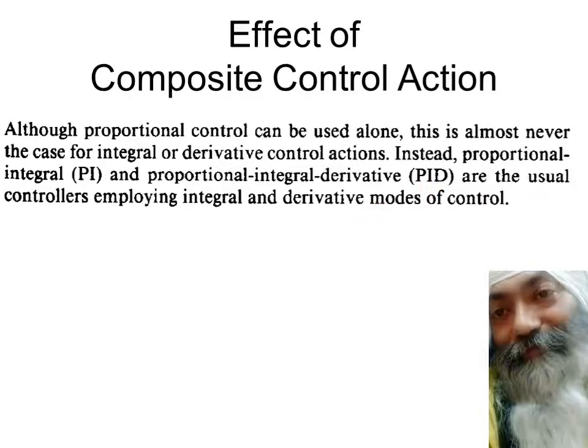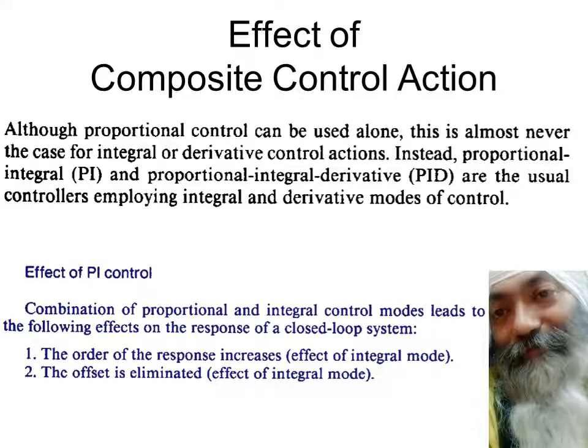This is what I have told you, and this is the effect of the composite control as such in P, I and D, all three applied together. We are going to repeat this thing one by one in the following sections. So the effect of PI is that, first of all, the moment you introduce I, the order of the response increases. This is the effect of integral mode. But the biggest advantage of going in for integral mode is that the offset is eliminated. So this is the effect of PI control on the system. That's the reason we go in for PI instead of P.